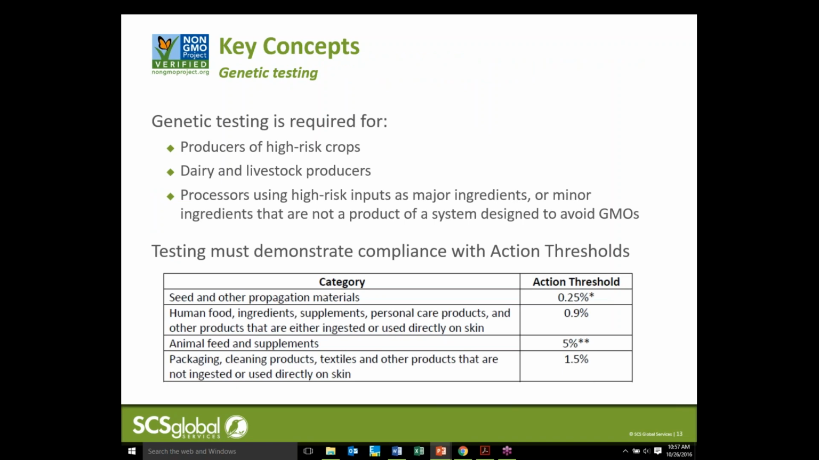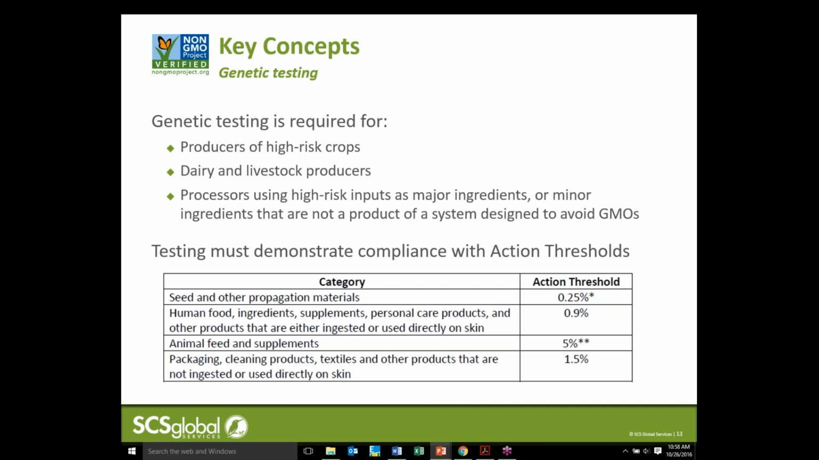So now that we've looked at the overview of the application, the profile forms, and the audit process, we'll take a quick look at some of the key concepts associated with genetic testing and GMO risk. So genetic testing, again, is required for all producers of high-risk crops, so that's your corn, your soy, your cotton, alfalfa, and so forth. Dairy and livestock producers.